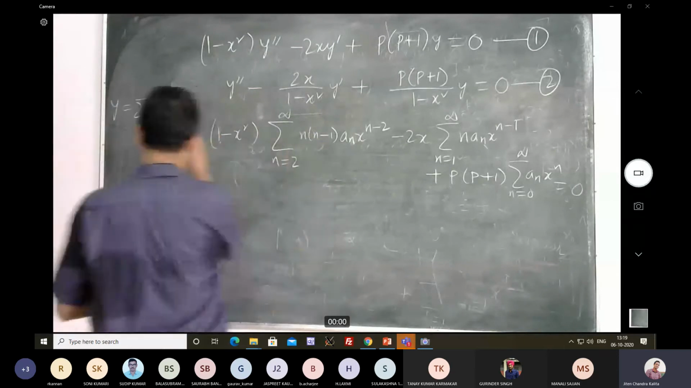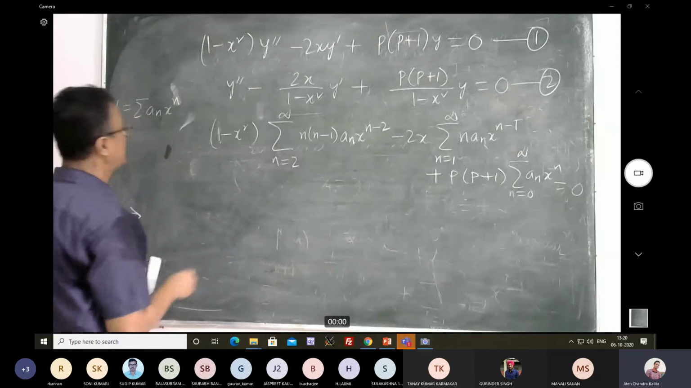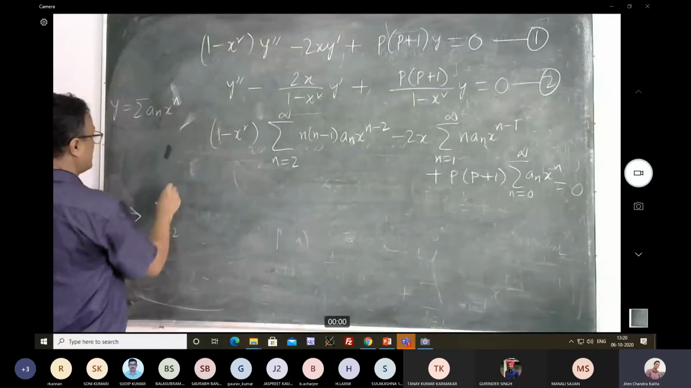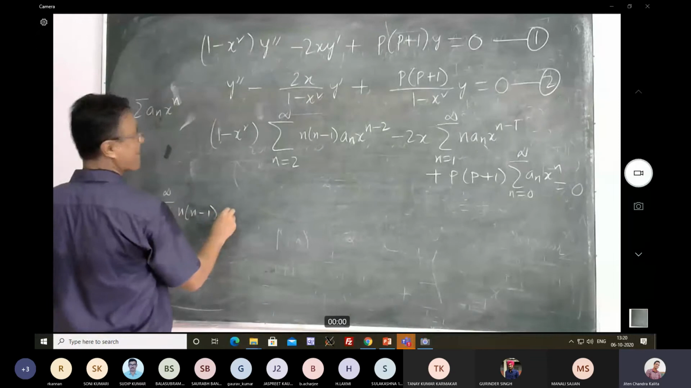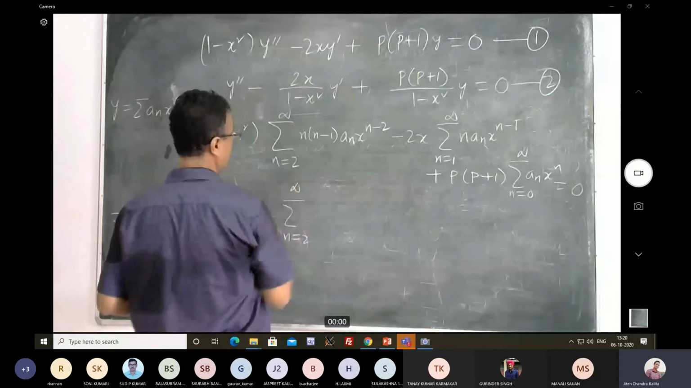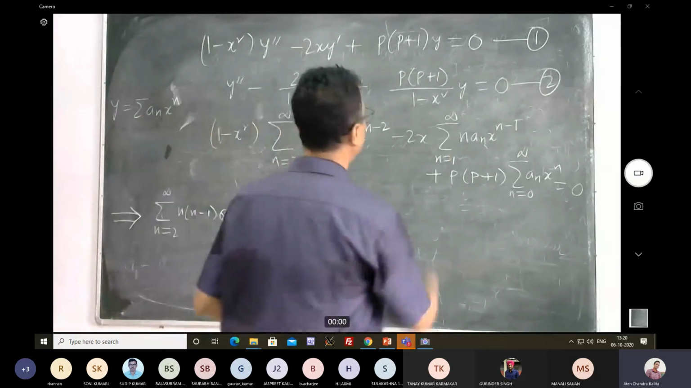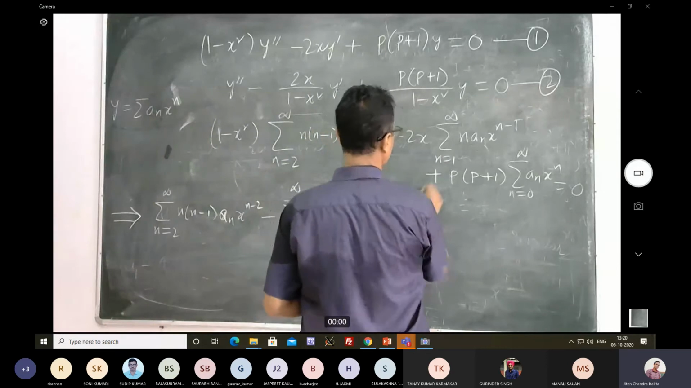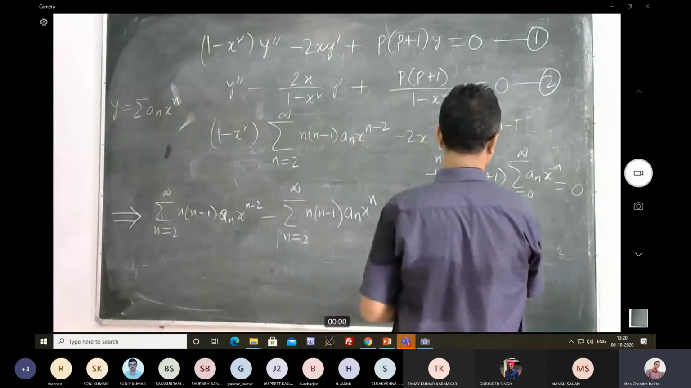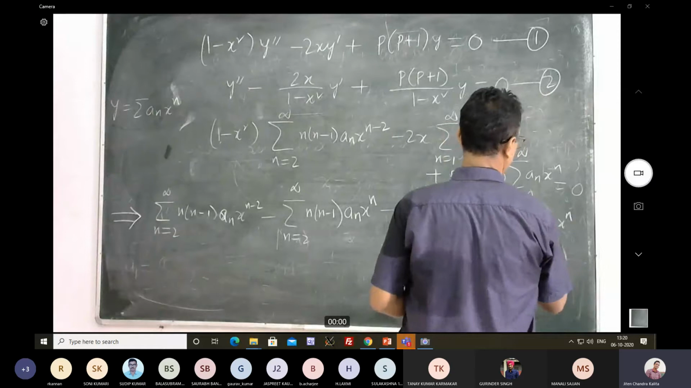So let me break it into 2 parts. It is going to be the sum from n equal to 2 to infinity of n(n minus 1) a_n x to the power n minus 2, then minus 2 times the sum from n equal to 1 to infinity of n a_n x to the power n, and then plus p into p plus 1, a_n, with n equal to 0 to infinity.